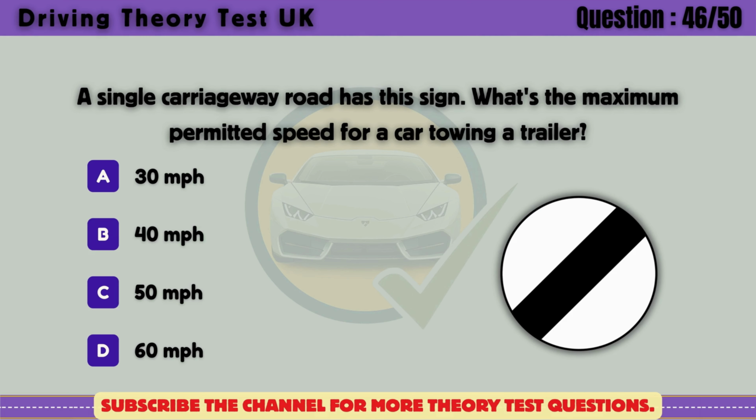Question 46. A single carriageway road has this sign. What's the maximum permitted speed for a car towing a trailer? Option A. 30 miles per hour. B. 40 miles per hour. C. 50 miles per hour. D. 60 miles per hour.